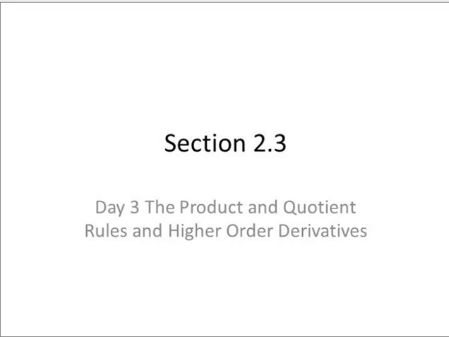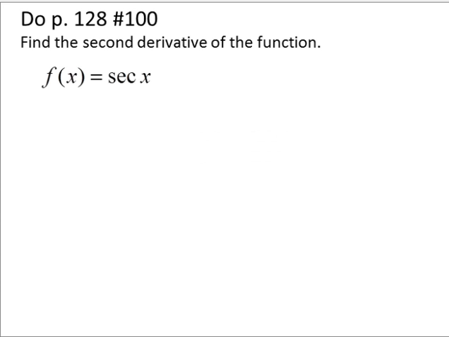On day 3 of section 2.3, what I specifically want to talk about is those higher order derivatives. We mentioned the other day and we wrote down their notations. So we wrote down the notations of second derivative, third derivative, fourth derivative. We can take a derivative as many times as we wish. Most of the time we're going to talk about just second derivatives. So the first example I'm going to give you is just one of a second derivative.